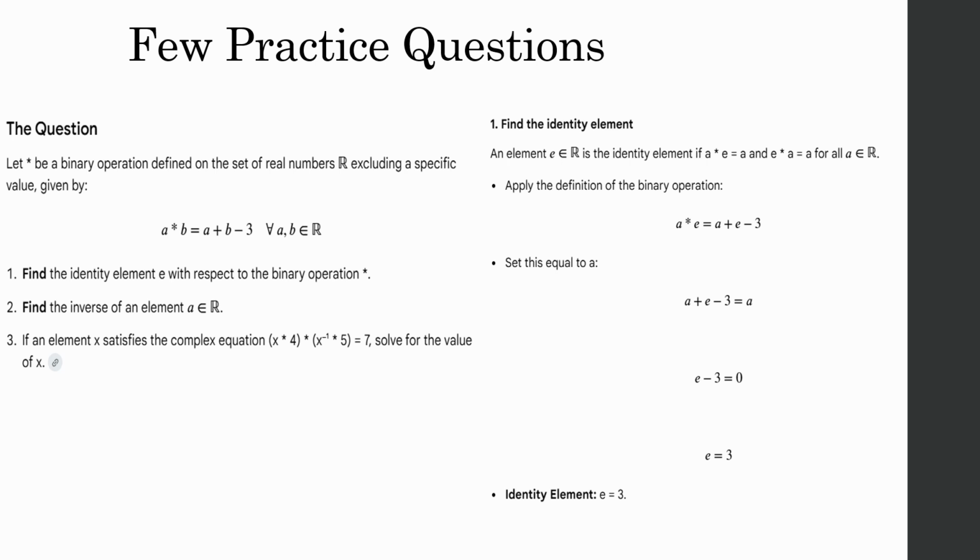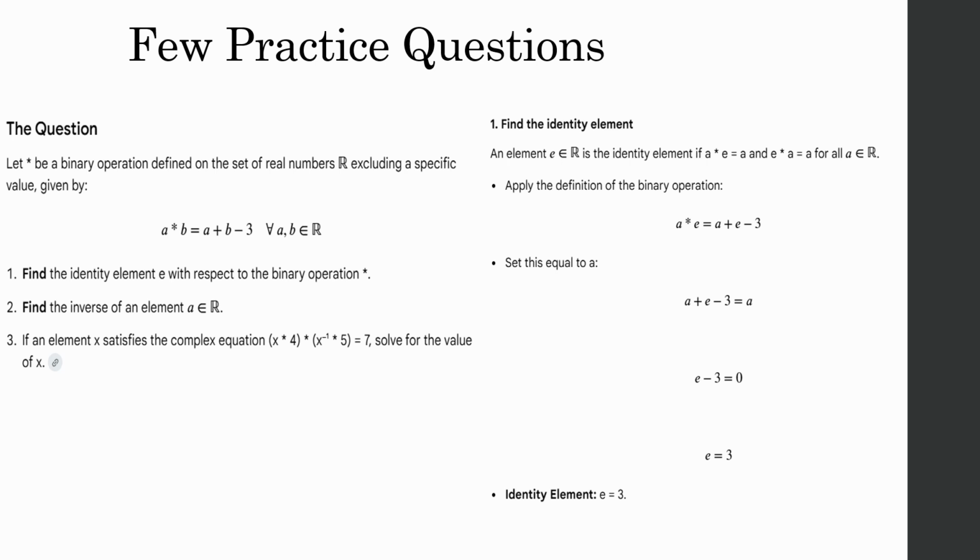Okay. One, finding the identity element. An element e in the real numbers is an identity element if a star e equal to a and e star a equal to a. This we already saw. Let's apply this principle and try to derive the answer.